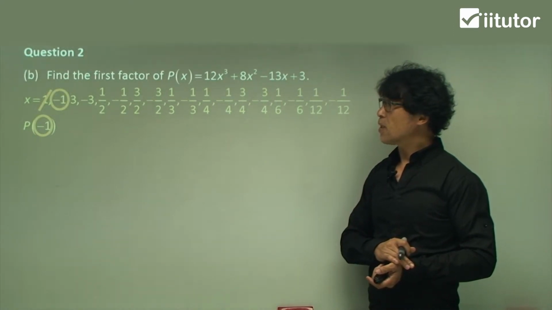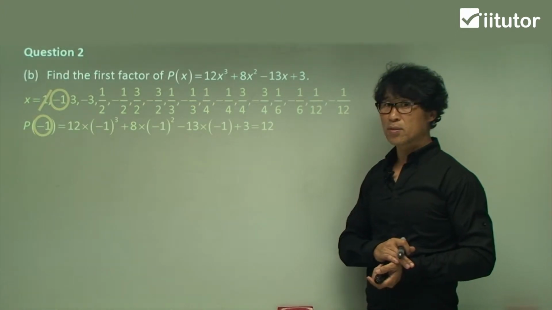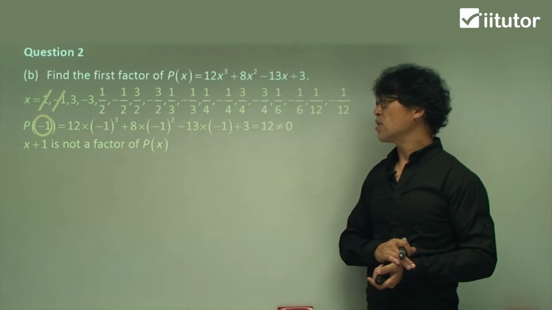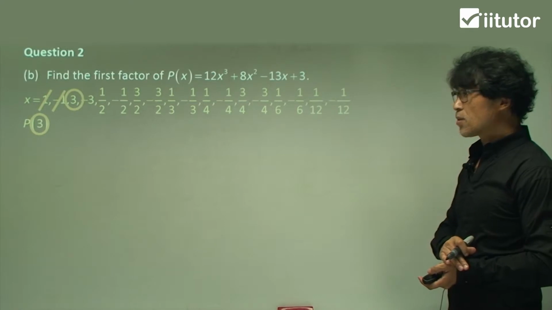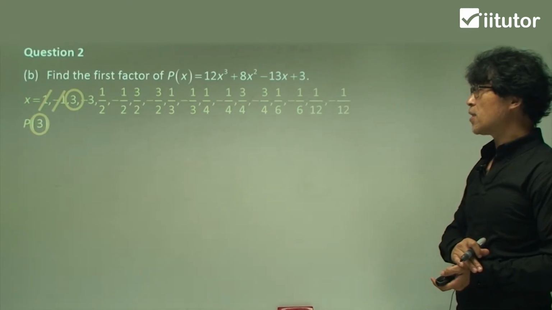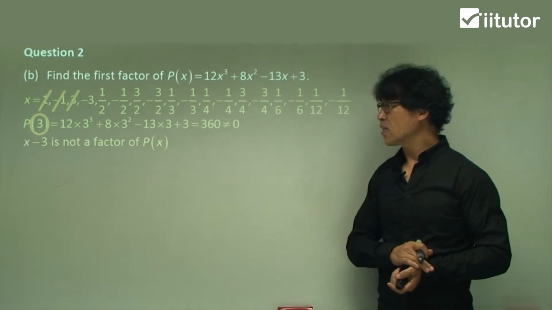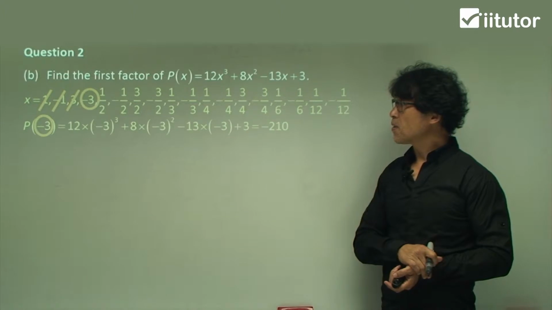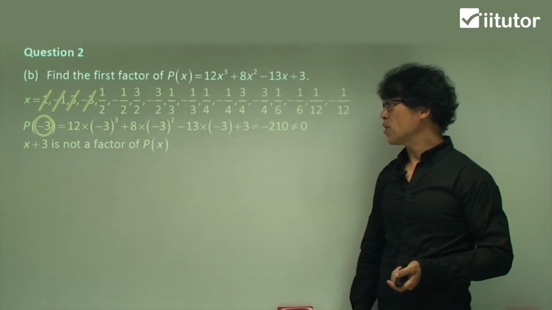Minus 1. Okay, we have a minus 1. Substitute minus 1, it came out as 12. So that is not 0. So x plus 1 is not a factor for that. Now keep on going. Substitute 3. 360, no, that's not what we want. It's not a factor, so cross it out. Substitute negative 3, it came out negative 210. No, this is not what we want.